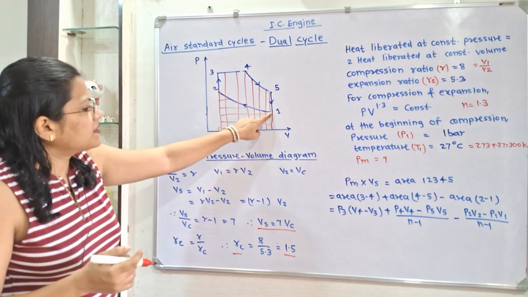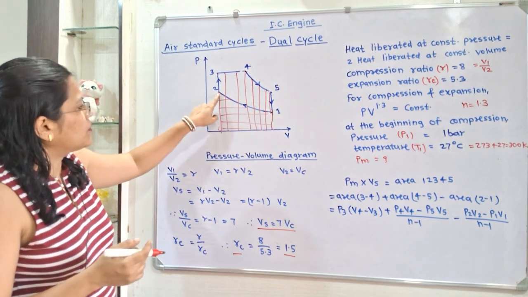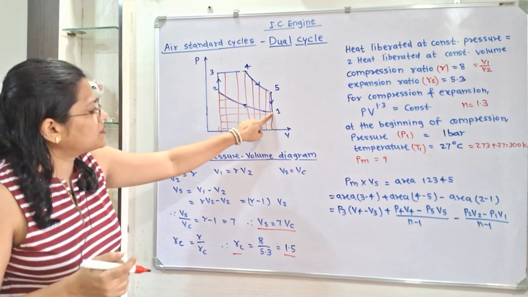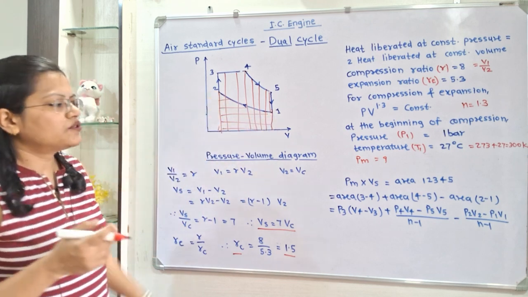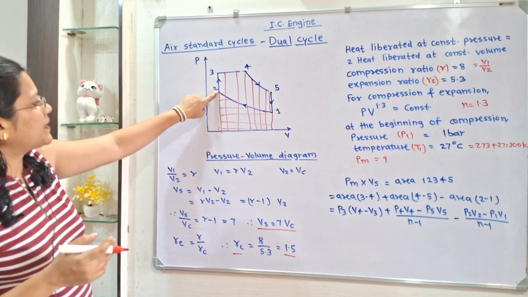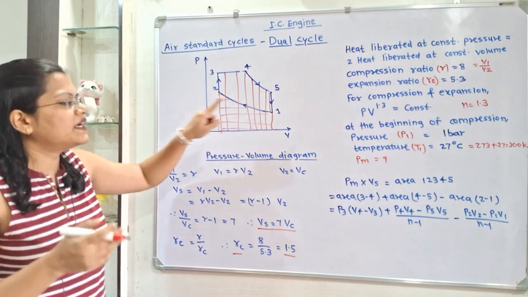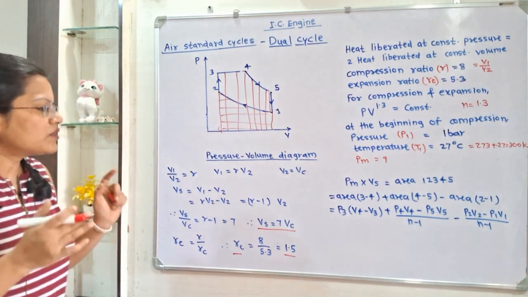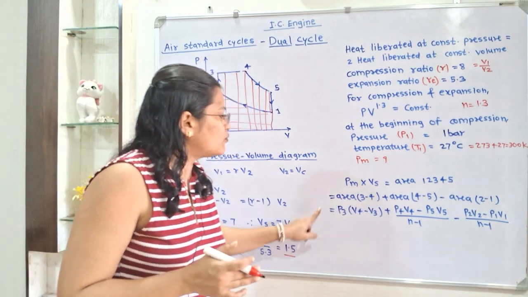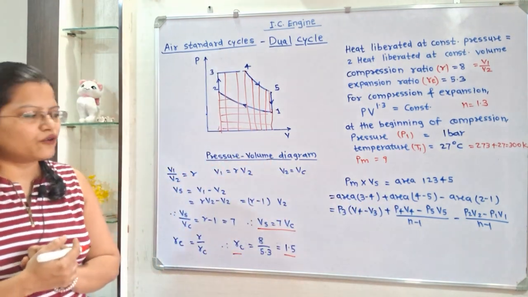Now minus area of 2 to 1 or 1 to 2. For this process here is also curve. So we will take, now here pressure at point 2 is larger, so (P2 V2 minus P1 V1) divided by n minus 1. So this is the formula that we have to use to calculate the mean effective pressure.